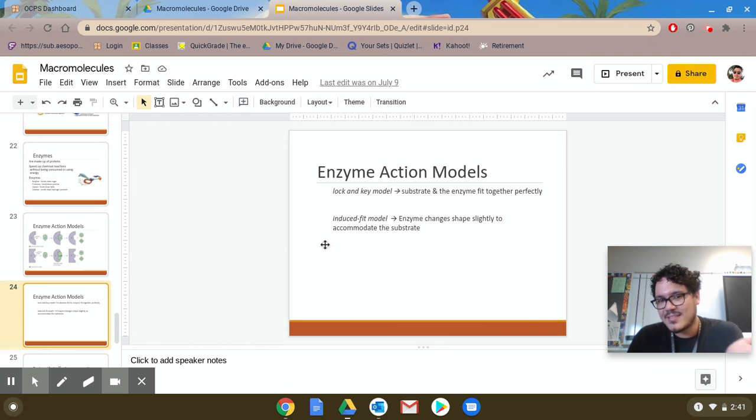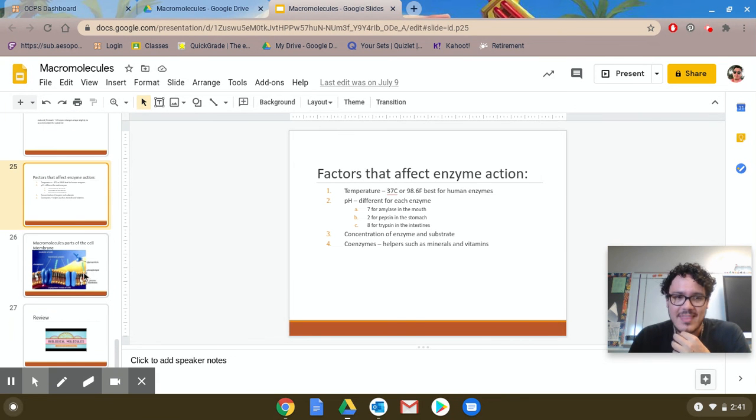So all in all, that's literally everything I just said here, but in a nutshell: substrate and enzyme fit together perfectly in lock and key, and induced fit is all about enzymes changing shape slightly to accommodate their substrate. I would make sure we are good with that. Factors that can affect enzymatic activity. This is a big thing. So these four factors we do need to know for testing purposes and just understanding macromolecules as a whole.